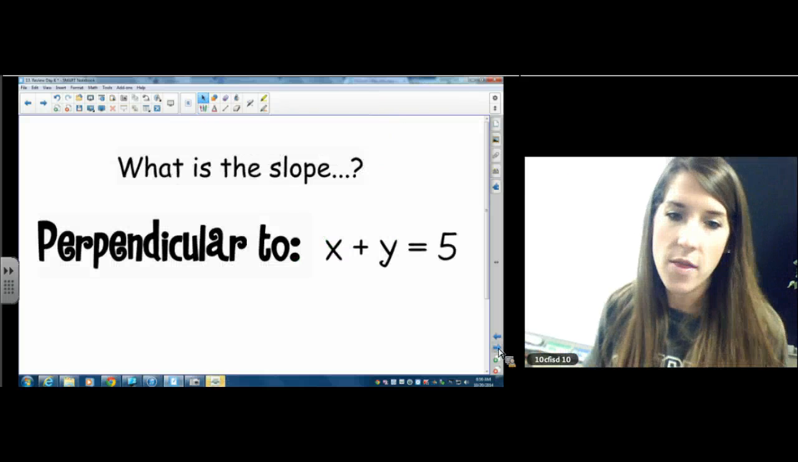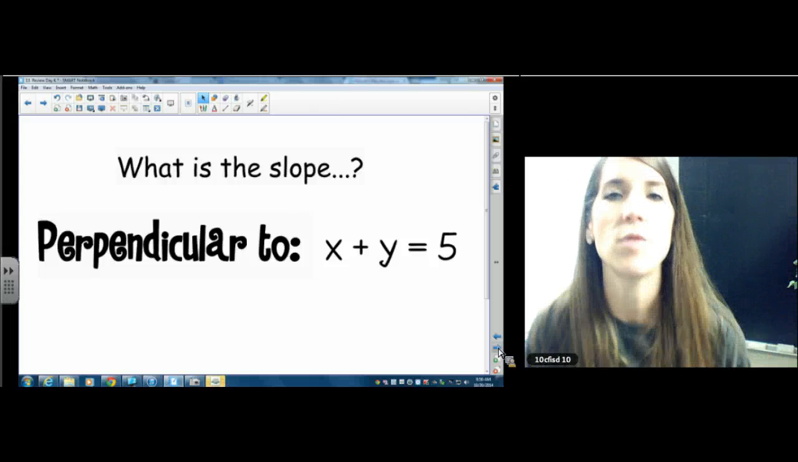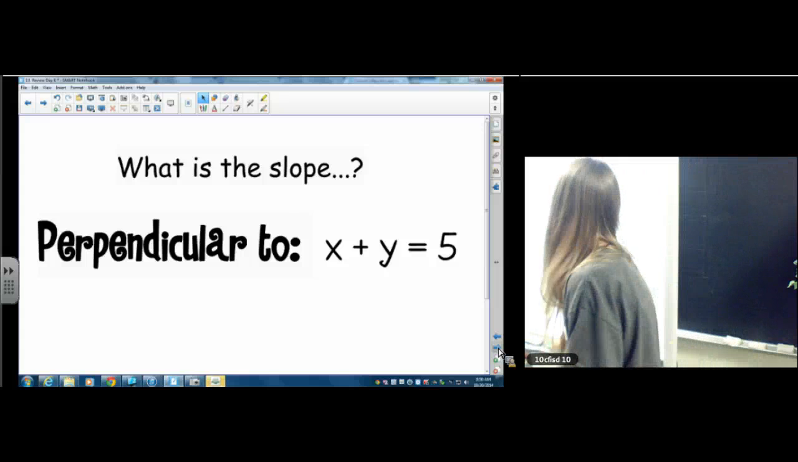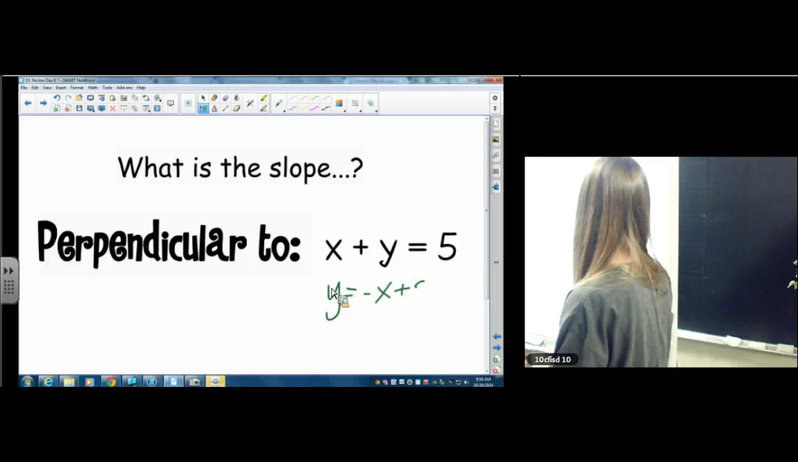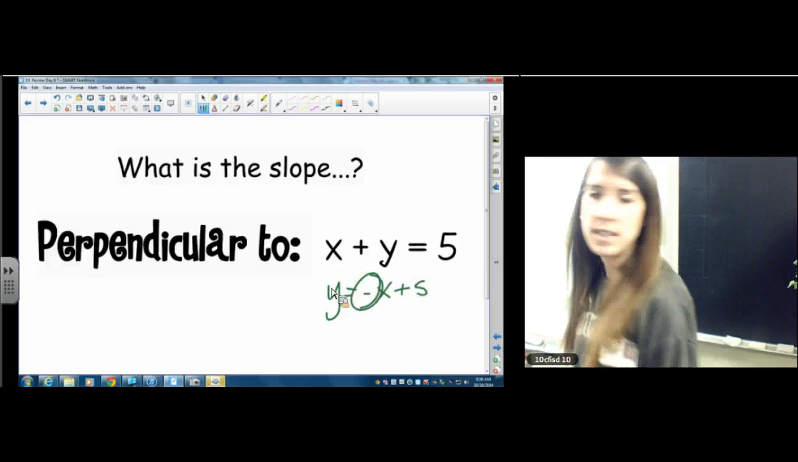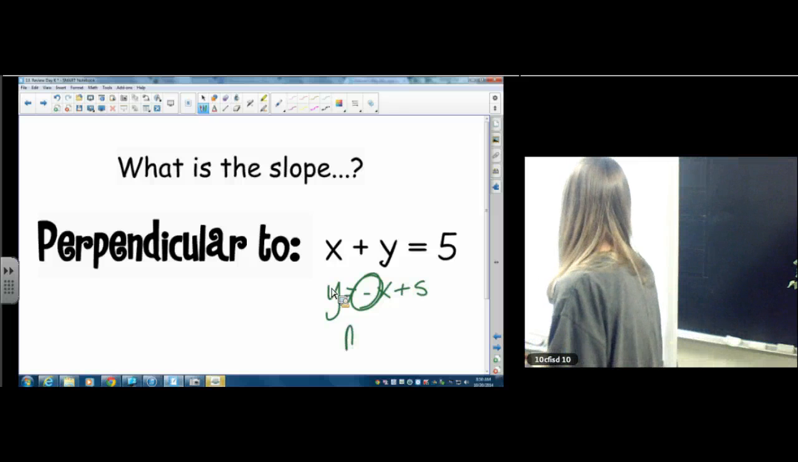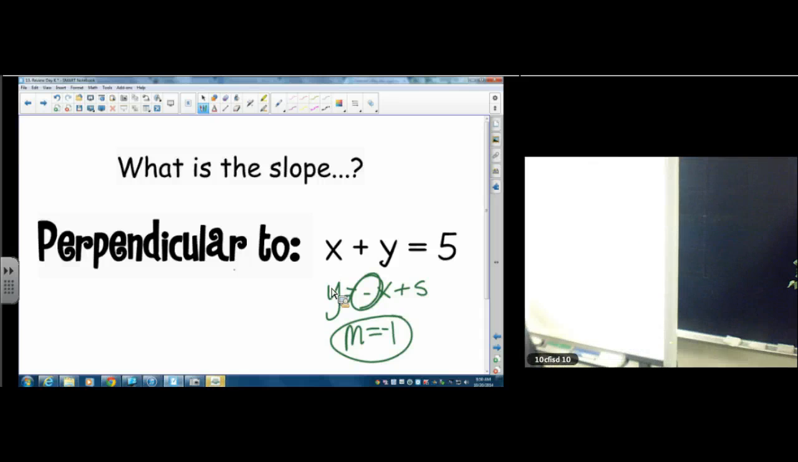So we want the slope perpendicular to x plus y equals 5. You don't know the slope of this line yet because this is not in slope-intercept form. So you need to get this into slope-intercept form. Y equals -x plus 5. The slope is the understood -1 in front of x. The slope is -1.